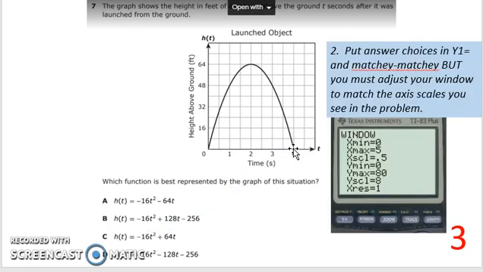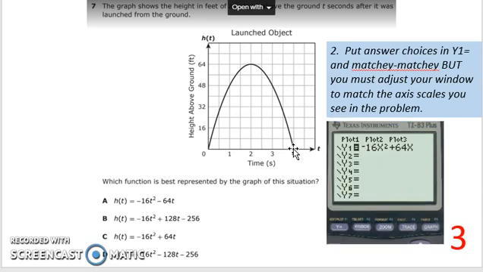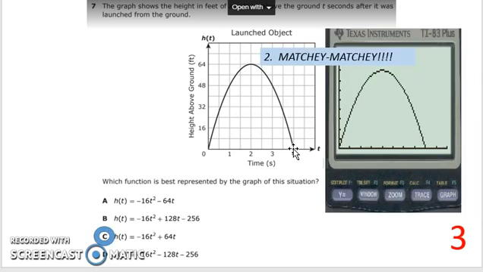You could also put the equations in y equals, but notice that your x and y axis in the picture need adjustment. So you can go adjust the calculator like I have right here and go through and select the answer choices one at a time, press graph, and what do you know, you matchy-matchy.